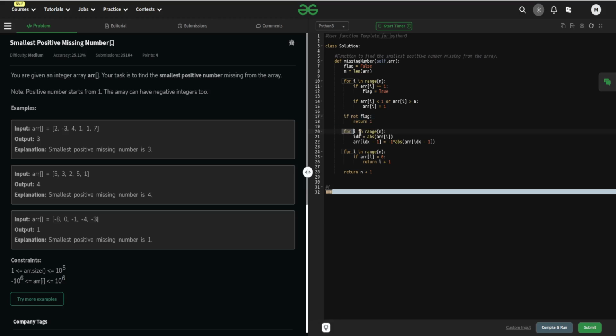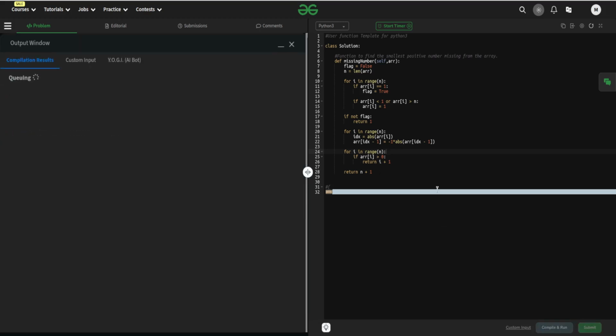Otherwise, we are again iterating on the elements of the array and we are marking the presence of an element by marking that value as negative. And then finally we are iterating on the elements of the array and we are checking whether arr[i] is greater than 0. If it is greater than 0, then this is the missing number and we are returning i plus 1. Otherwise, we are returning n plus 1. So that's the Python implementation, folks.